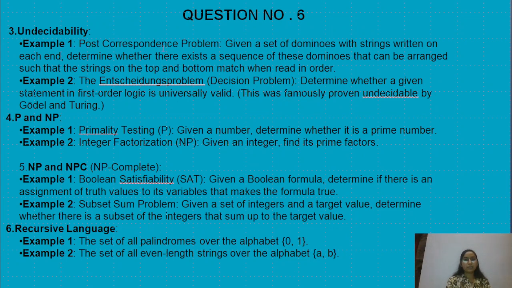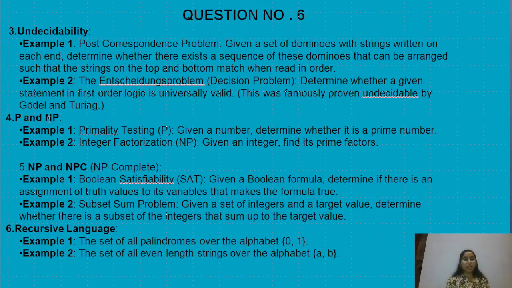Undecidability. Its example is the Post Correspondence Problem. What is the Post Correspondence Problem? In it we are given a set of dominoes with a string written on each end, and we have to determine whether there exists a sequence of these dominoes that can be arranged such that the string on the top and bottom matches when read in the order. And example 2 is the Entscheidungsproblem, the decision problem, in which it is determined whether a given statement in first order logic is universally valid or not. This was famously proven undecidable by Gödel and Turing.